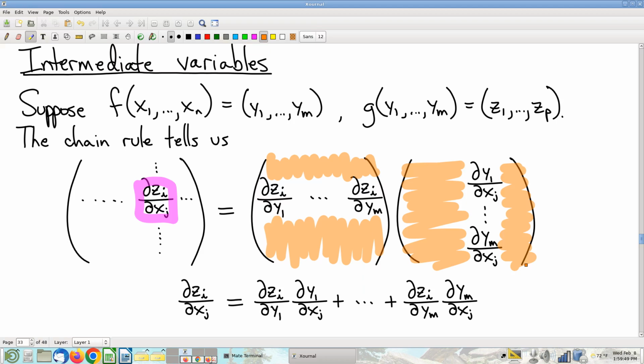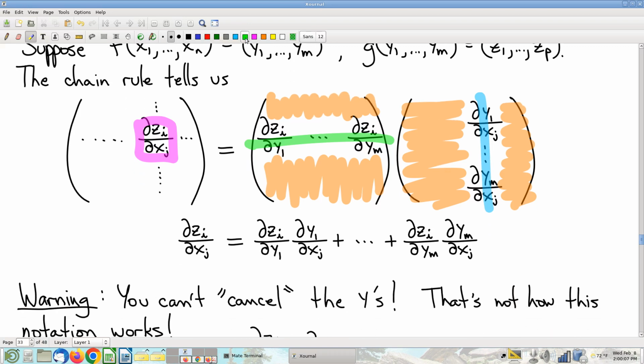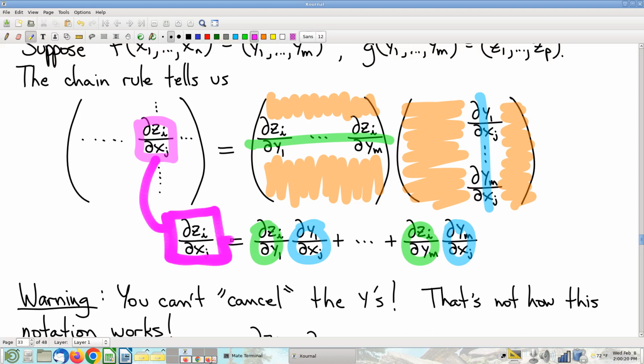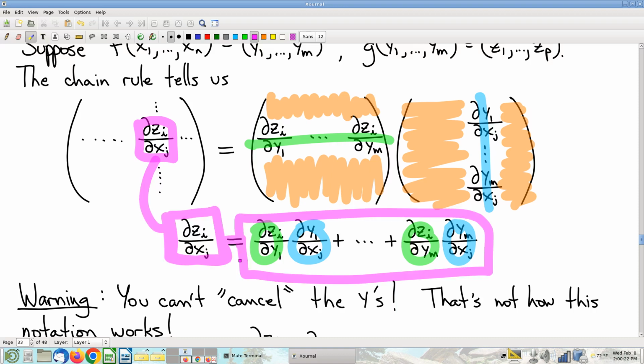Why bother multiplying the whole matrices to get this whole matrix? It's a lot of work, right? And it's much easier to just remember that the one entry we want is this row dot that column. And that dot product is pretty easy to write down. There's the entries from the green row. Here's the entries from the blue column. And the dot product is that. Everybody with me?